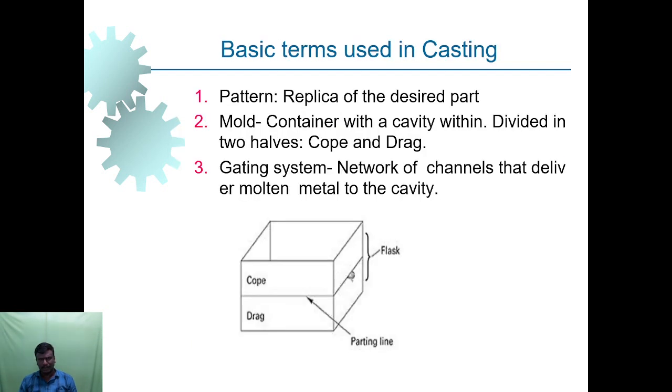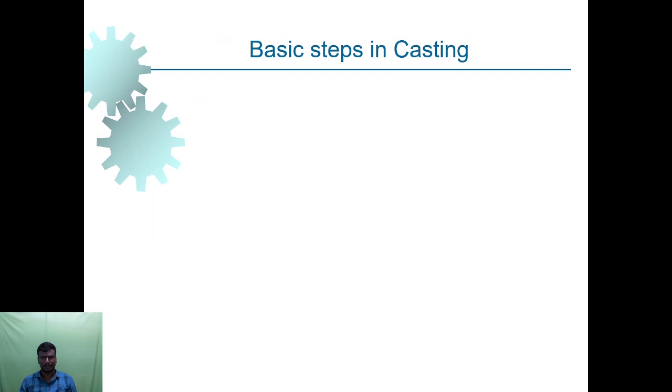The basic terms used in casting. The first one, pattern. Pattern means the model of the casting part. It means the replica of the desired part. Next, the mold. A mold is a container with a cavity within, divided into two halves, cope and drag box. Next, the gating system: a network of channels that delivers molten metal to the cavity.